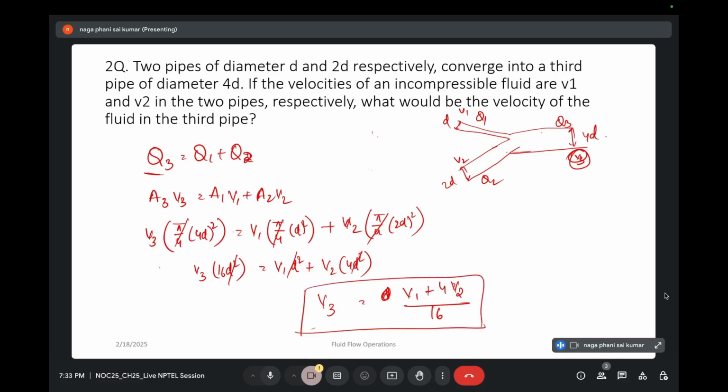Okay, so this is going to be the velocity in the third pipeline. Whatever fluid is coming from pipeline 1 and 2 should be entering into pipeline 3, right? So Q3 will be equal to Q1 plus Q2. From there we just substituted the values of Q3, Q1 and Q2, then we simplified it and we got the V3 value.